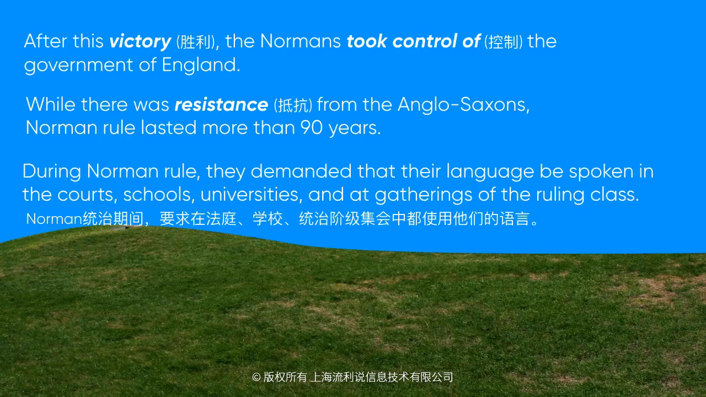During Norman rule, they demanded that their language be spoken in the courts, schools, universities, and at gatherings of the ruling class. Over the years, some Normans married with Anglo-Saxons, so many people spoke both Norman and Old English back then.